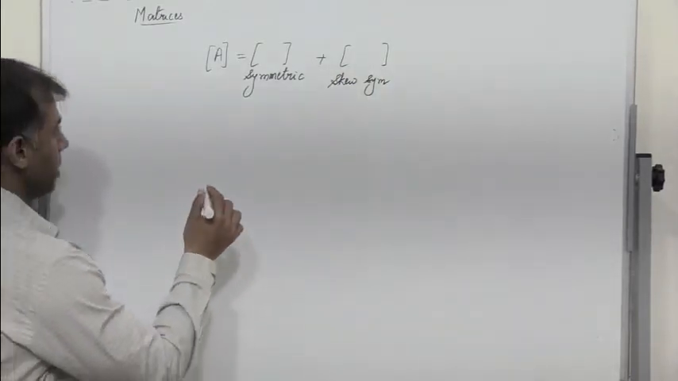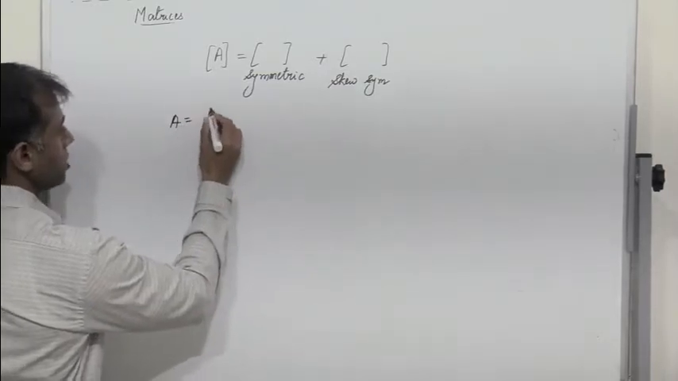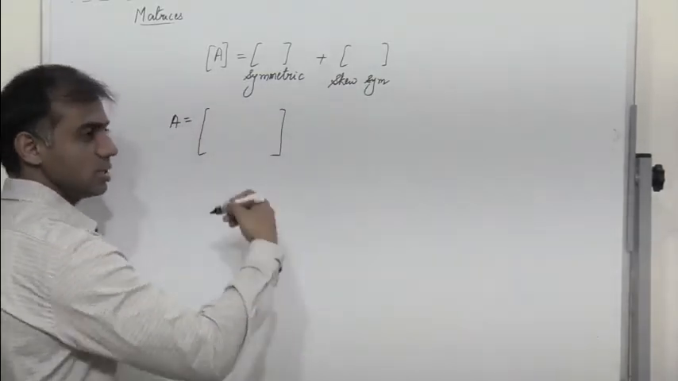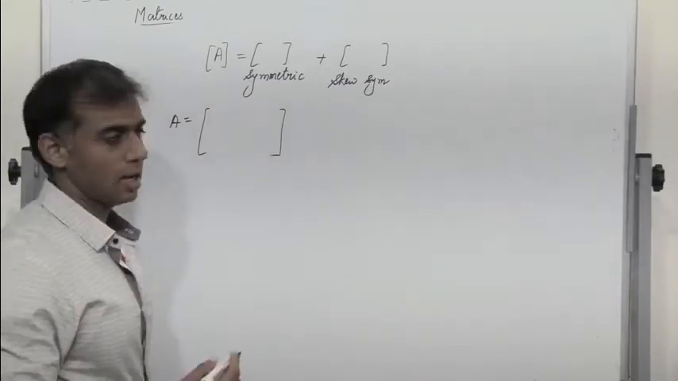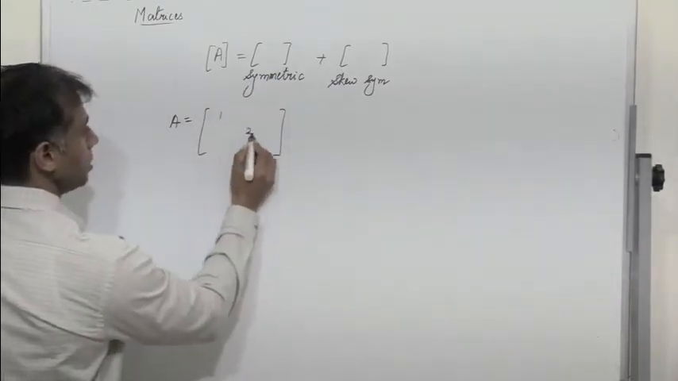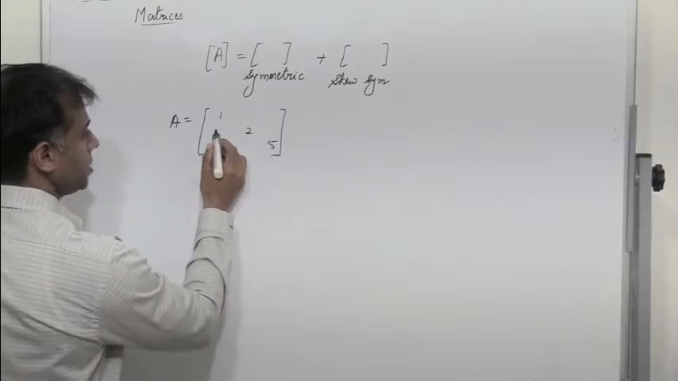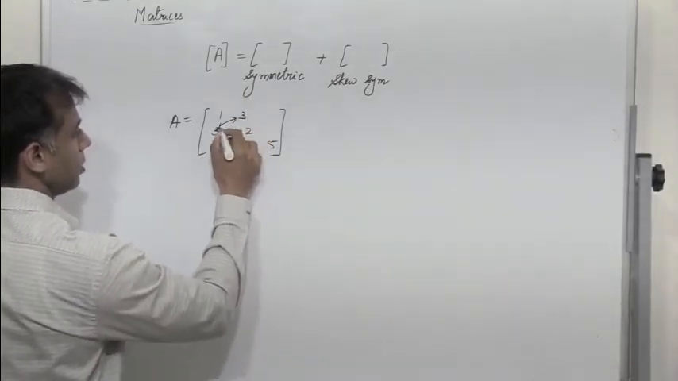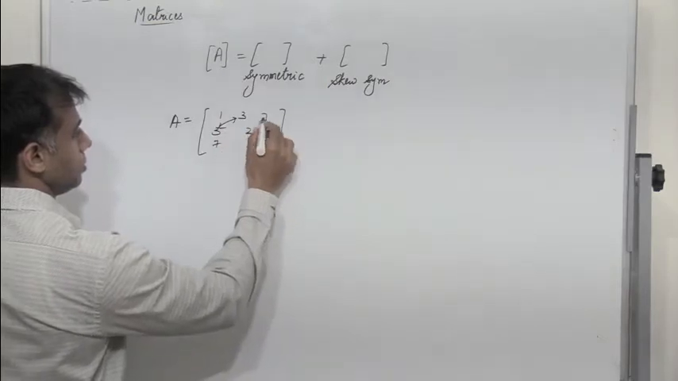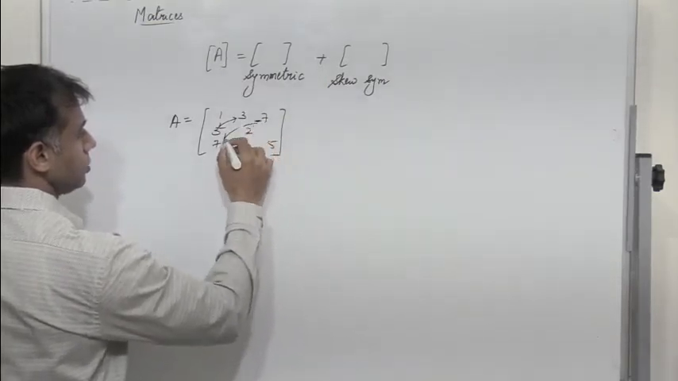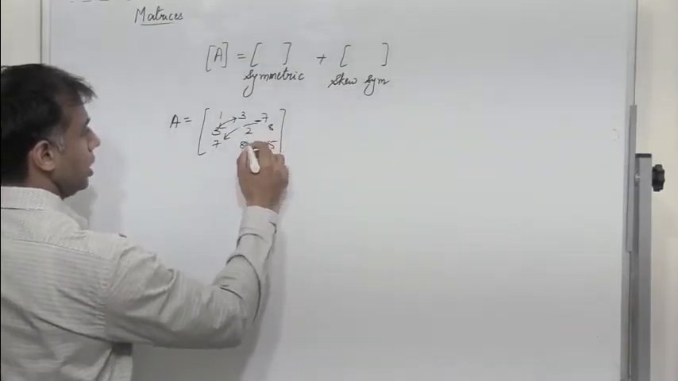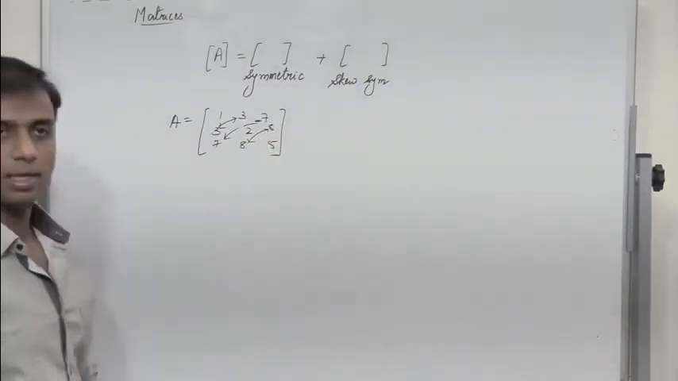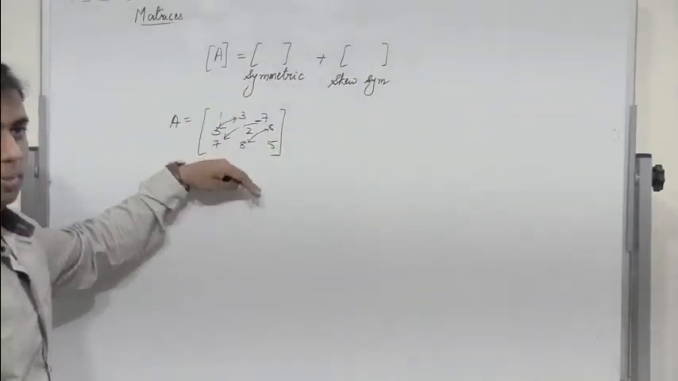So what is a symmetric matrix? A symmetric matrix is a square matrix where the elements on either sides of the principal diagonal are equal. For example, I have the principal diagonal here, the elements on either sides of the principal diagonal are equal. So these two are equal, and then these two elements are equal. So this is a symmetric matrix.